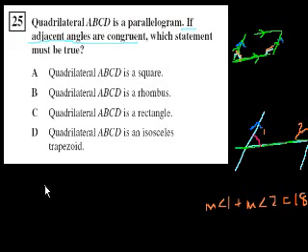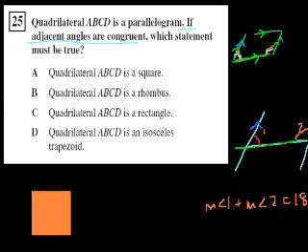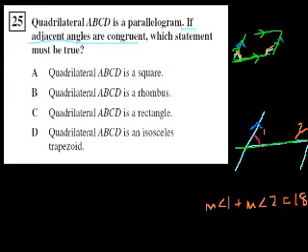So if adjacent angles are congruent in the parallelogram, then these angles are 90, and if these angles are 90, those are going to be 90 by the same argument. So now we're not dealing with just a parallelogram. I didn't want to draw it all filled in. Looks tacky. It's a rectangle.